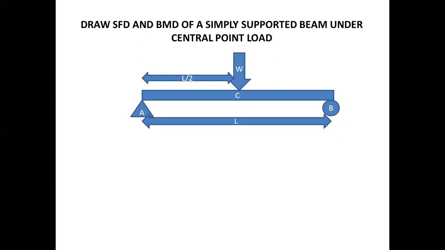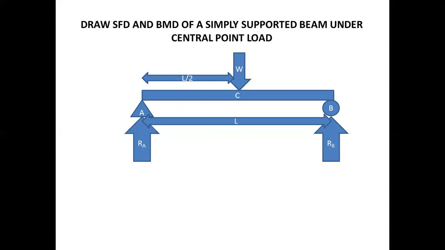So before starting to solve the problem, you must follow some rules. Number one, while drawing the shear force and bending moment diagram, the first step is to find the support reactions. Until and unless you find the support reactions, you cannot proceed. So here, if I draw the free body diagram, then at the point A, there is a vertical support, RA is the reaction. At the point B, RB is the reaction.